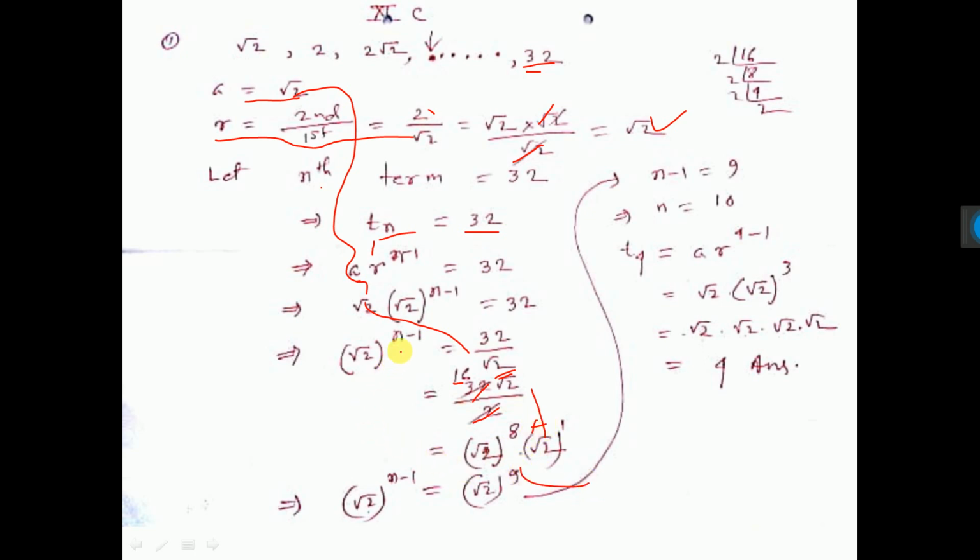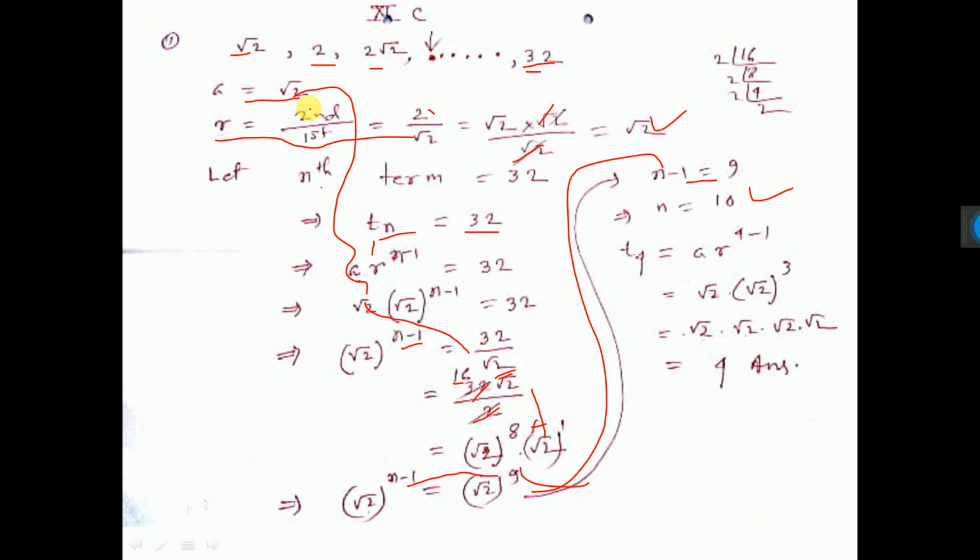So root 2 to the power n minus 1 equals root 2 to the power 9. That means n minus 1 equals 9. Take 1 to that side, n equals 10. Now you see there are 10 terms. So 1, 2, 3, 4, 5, 6, 7, 8, 9, 10. I have given dots to represent all the terms. You also do it in this way.